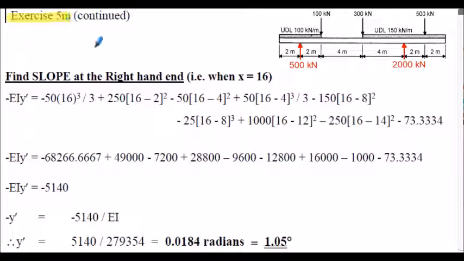Exercise 5m continued. We've got to find the slope at the right hand end of the beam. That's when x is equal to 16 meters, so right up this end here. Again, it's just a question of putting 16 into the equation where we have an x. So it's equation 2a again from our previous slide. Just put the value of 16. All the terms will be live this time. So evaluating, we find that the slope at the end will be 1.05 degrees. So at this end here, it's a positive gradient.